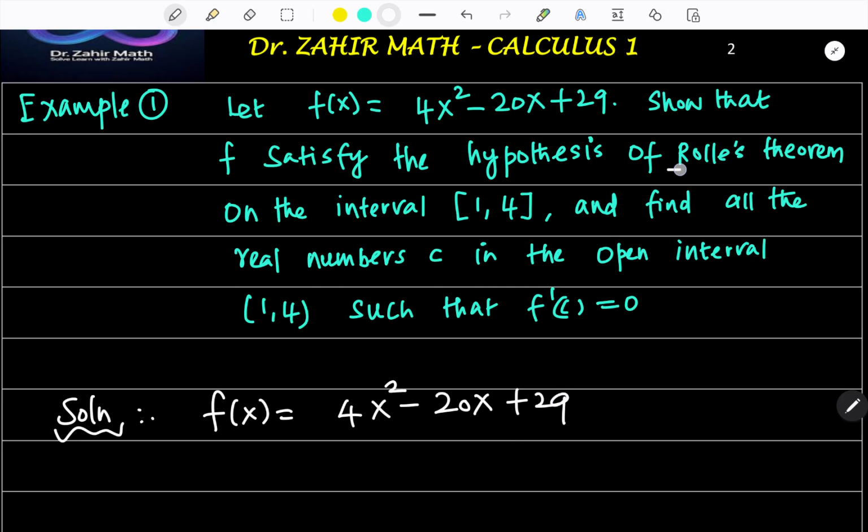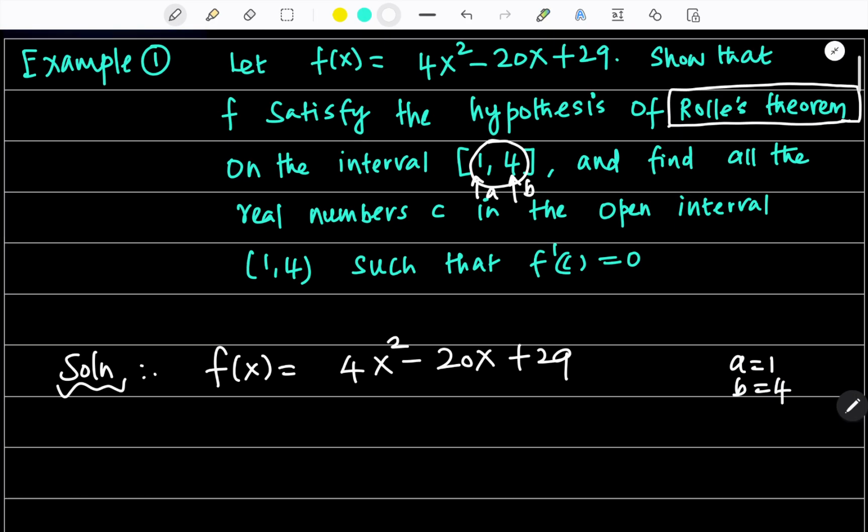Show that f satisfies, the question is what? Rolle's theorem. There are two theorems. Rolle's theorem, and another one is what? Mean value theorem. In the interval, this is your A and this is your B. So A is equal to 1, B is equal to 4. And find all the real numbers C in the open interval 1 comma 4 such that f dash of C is equal to 0. In the question itself the rule is there.